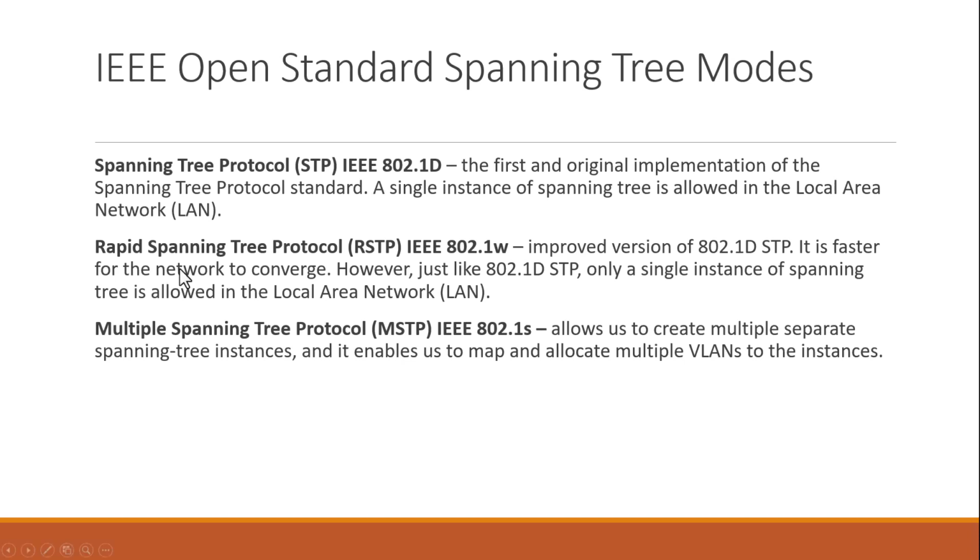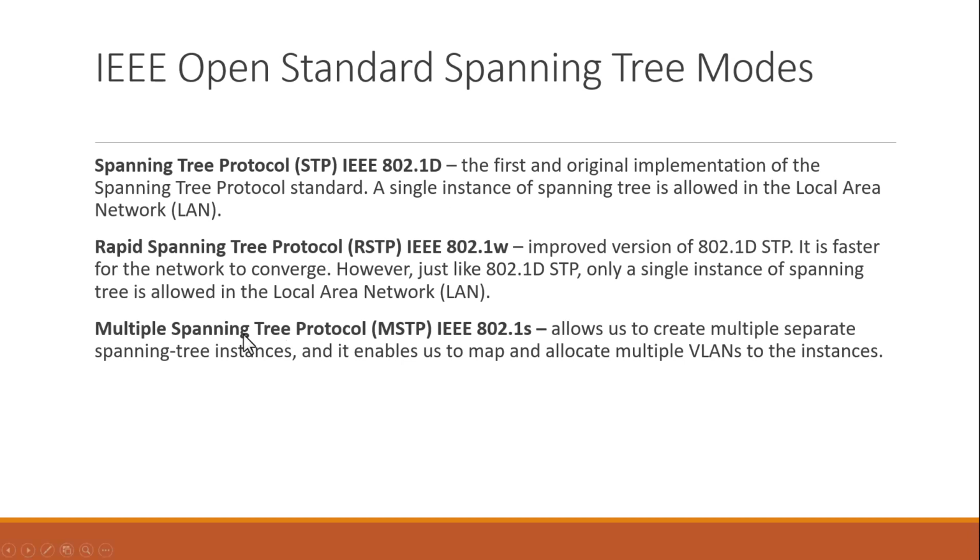and this is the first and original version of the spanning tree. Then we have the rapid spanning tree. As you see, it's rapid, it's faster than the original spanning tree, and it's the next generation of the spanning tree. Both use a single instance of a spanning tree. It means that you can only create a single instance. When you select one switch as the root switch, you cannot select another switch as a root.